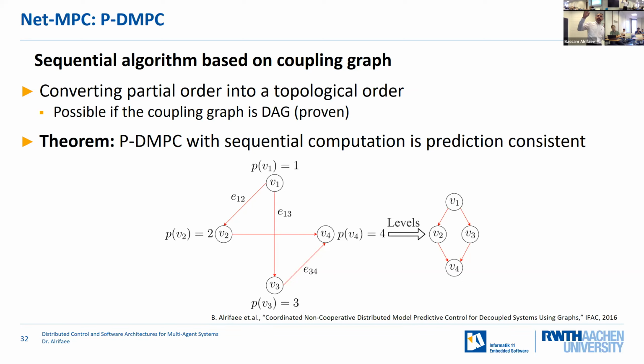what we get is a partial order. So not every agent is connected to every agent. It's not a total order, it's a partial order. And in computer science, we know we can convert a partial order into a topological order. This is only possible if the graph we created is a directed acyclic graph, or DAG. And we proved this, what we get distributing the priorities is a directed acyclic graph. And doing so, we proved, okay, our PDMBC with sequential computations is prediction consistent.